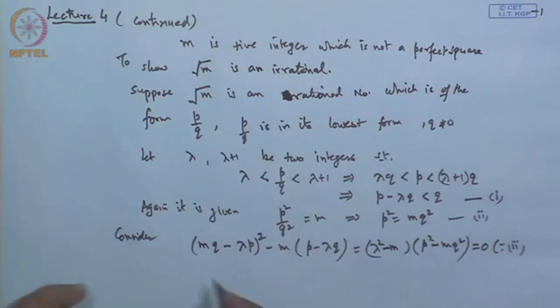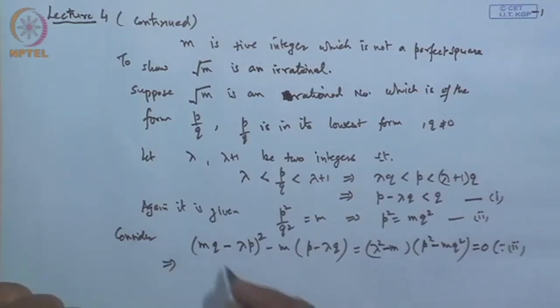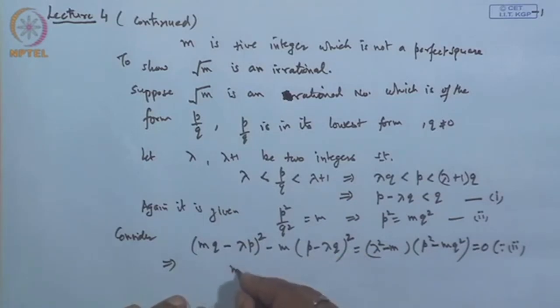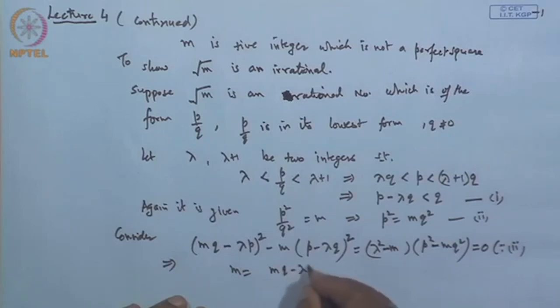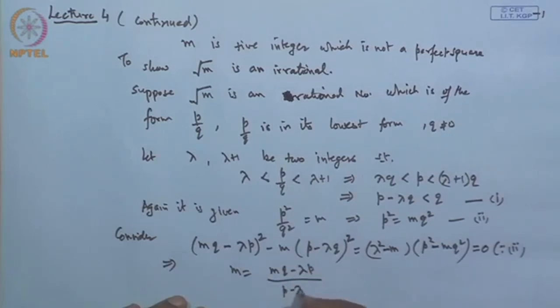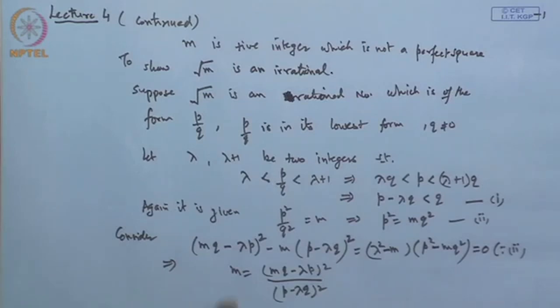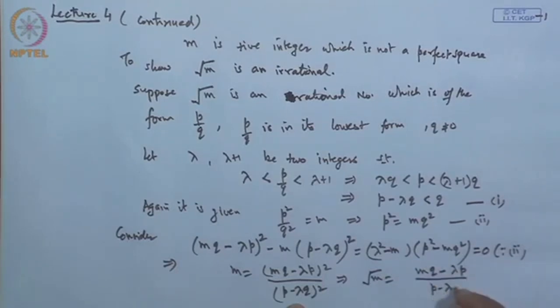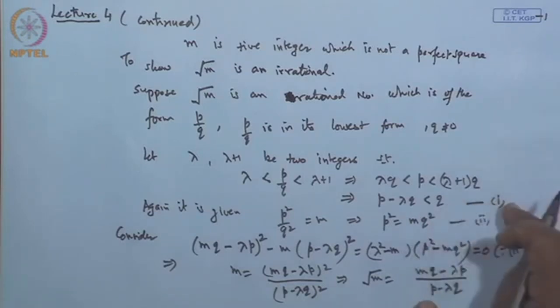Therefore, m can be written as m q minus lambda p divided by p minus lambda q, whole squared. So root m will be of the form m q minus lambda p over p minus lambda q, just taking positive roots. Now p minus lambda q is less than q from 1.